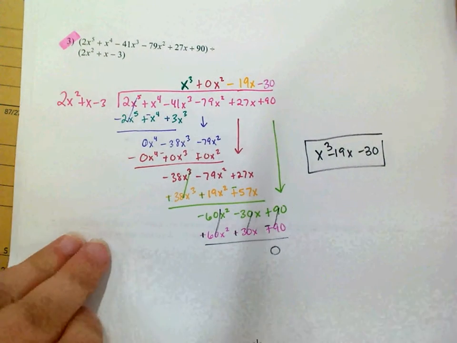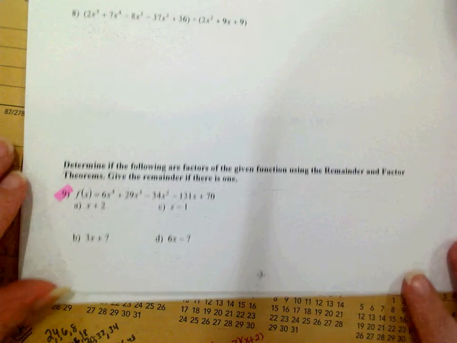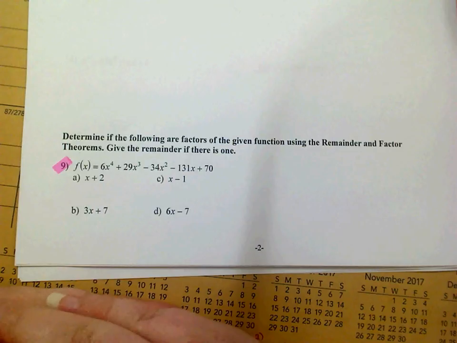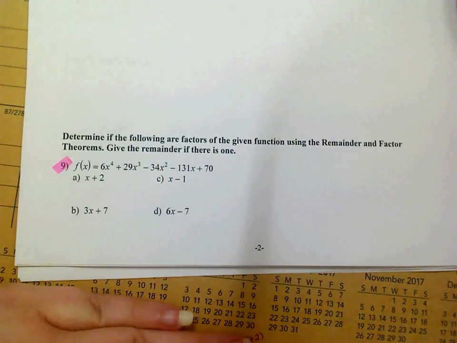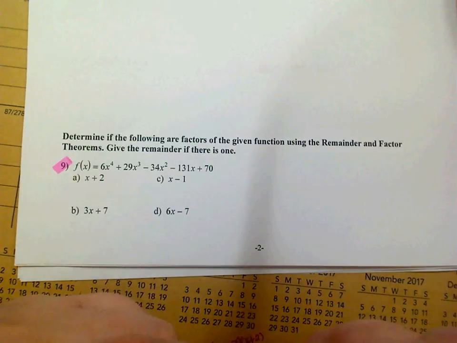The next problem we're going to work is number 9. Number 9 says, determine if the following are factors of the given function using the remainder and factor theorems. Give the remainder if there is one. In fact, they all have remainders. It's just a matter of whether or not the remainder is 0.